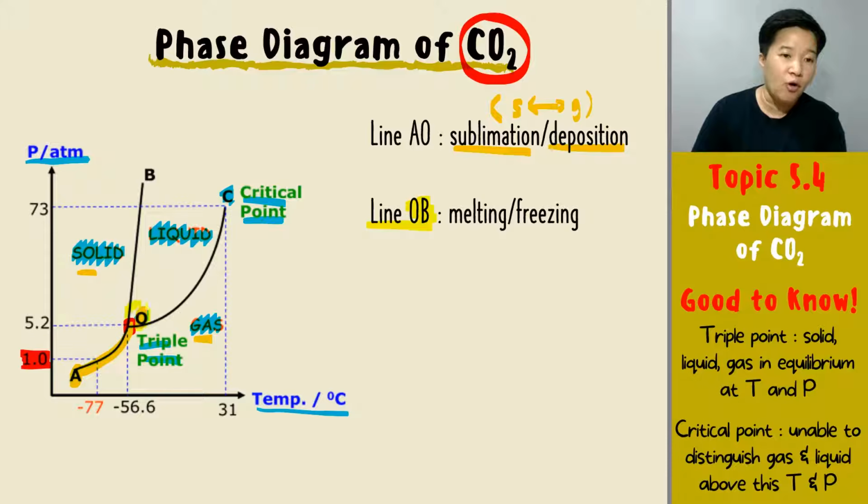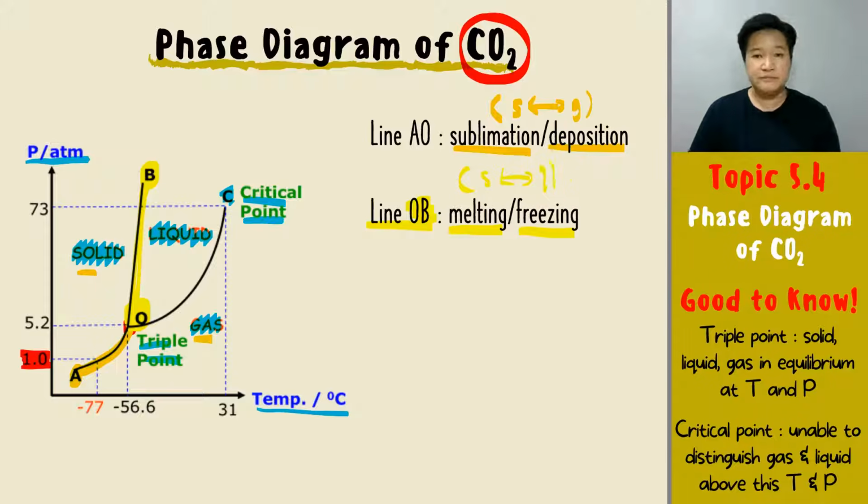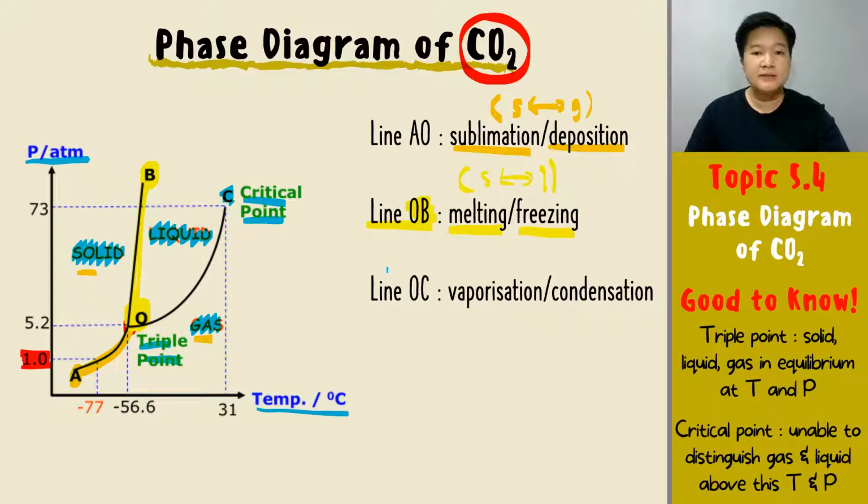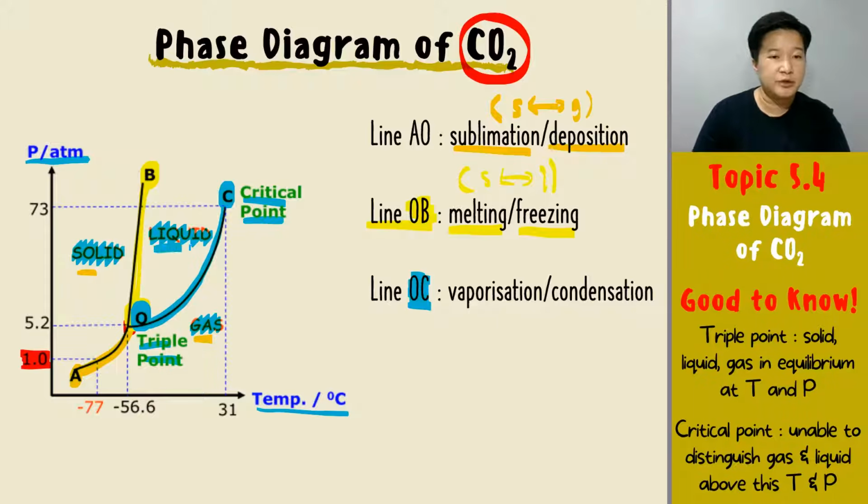Okay? Next is your line OB. So over here you have your O and also your B. So your line OB over here is between your solid and liquid. That's why the name is melting and freezing. So that is between your solid and your liquid. Okay? Simple. Next and last but not least is your line OC. So you can see over here that is your O, that is your C. So this line of OC is between your liquid and gas. Therefore, the name will be vaporization or condensation slope. Vaporization or condensation means it's the interchange between liquid to gas or gas to liquid, vice versa.